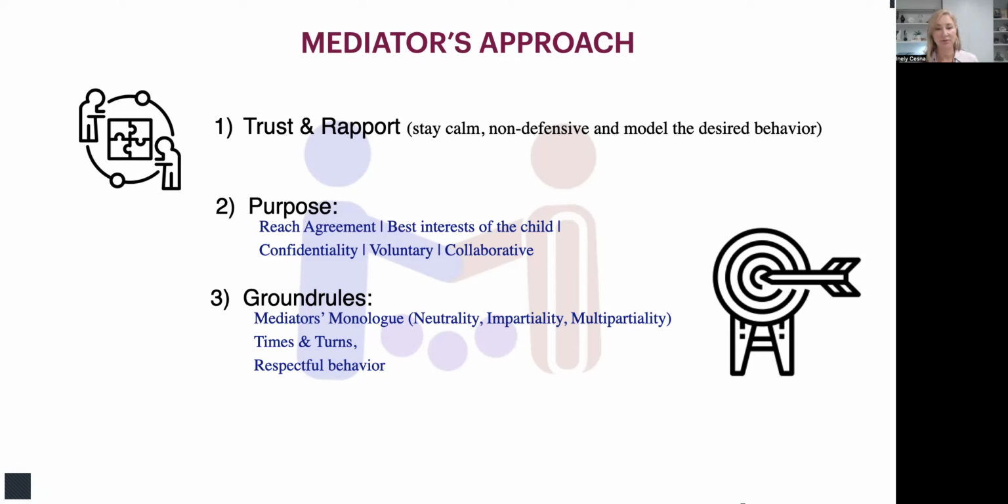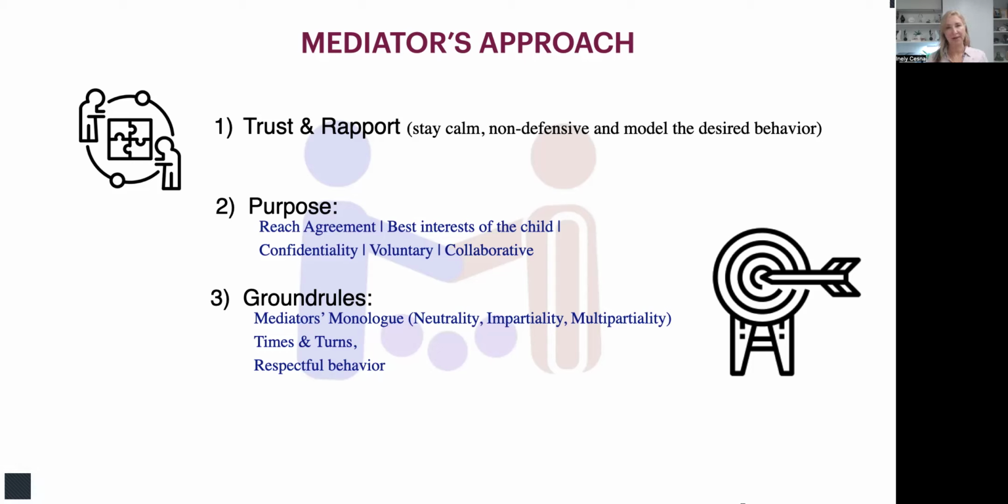We usually have the mediator's monologue right in the beginning, where the mediators explain, okay, what we're going to do here. The mediators explain the idea of being neutral, being impartial, and being multi-partial to create an opportunity where we're all playing the game with fair rules in neutral ways, and we can play this game in a way that leads to a final resolution.